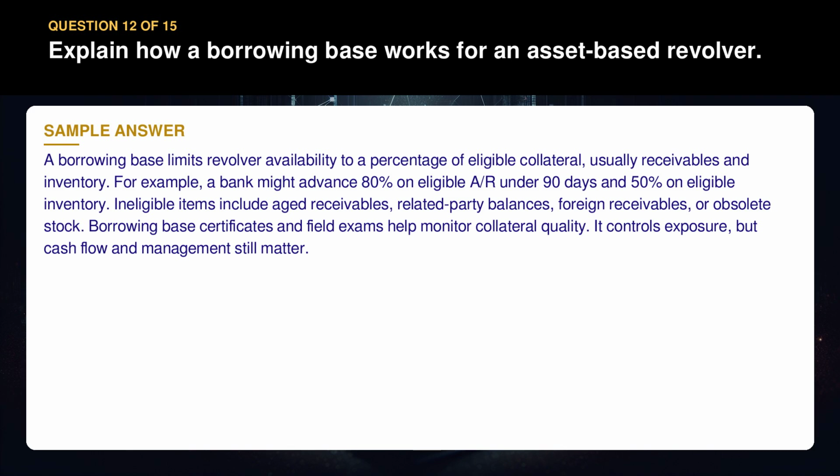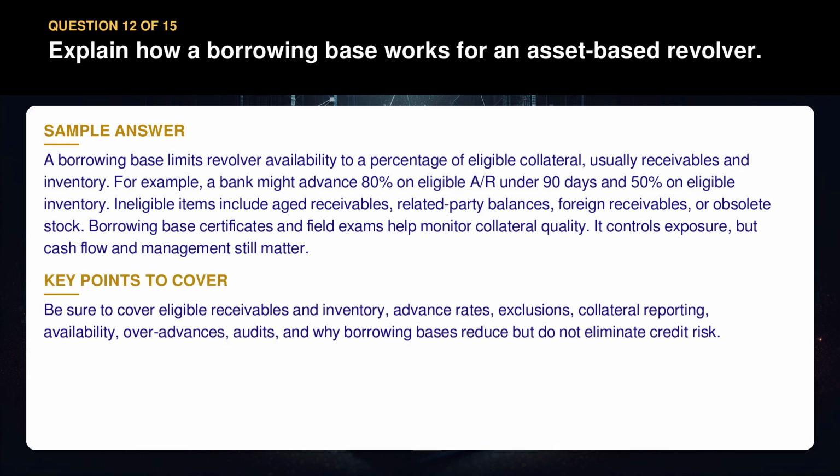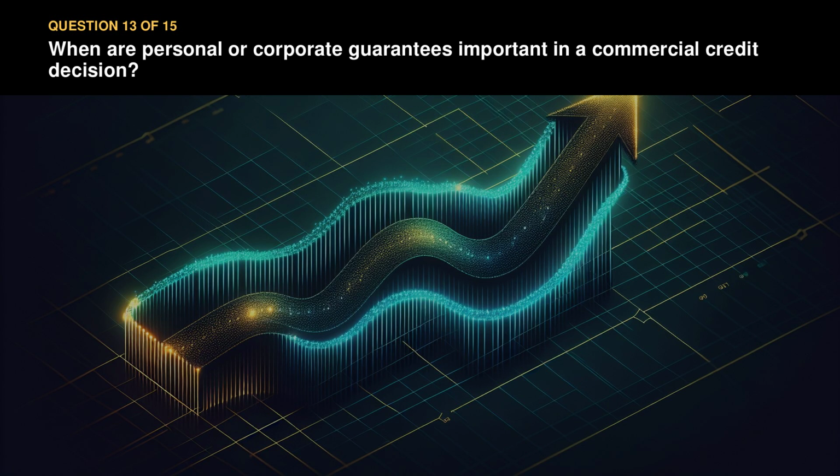Ineligible items include aged receivables, related party balances, foreign receivables, or obsolete stock. Borrowing base certificates and field exams help monitor collateral quality. It controls exposure, but cash flow and management still matter. Be sure to cover eligible receivables and inventory, advance rates, exclusions, collateral reporting, availability, over-advances, audits, and why borrowing bases reduce but do not eliminate credit risk.